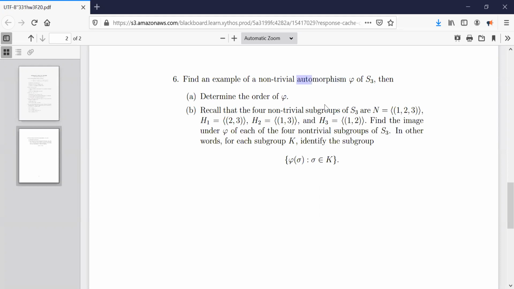Auto, what's automatic mean? It means that something runs by itself. So an automorphism is a mapping to itself. Does that make sense?